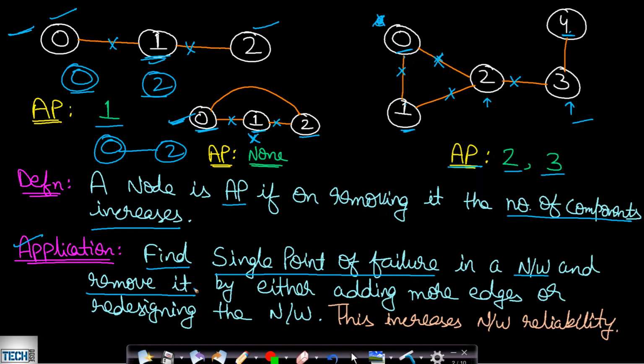And therefore, if you find any articulation point in your network, then you will either add more wires in order to cover up this articulation point so that there are no articulation points in the graph. Otherwise, you will completely redesign the network so that articulation points are removed, because you never want a single point of failure, because that will decrease the reliability of the network. So if you can remove this articulation point, then the reliability of the network will also increase. So this is the reason for finding articulation points in a network. So this was one example.